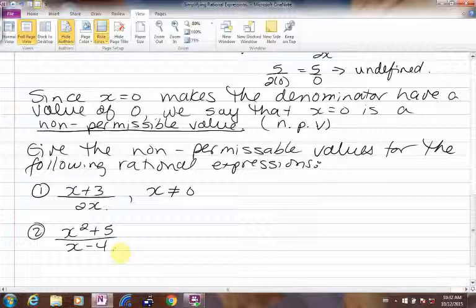What would the non-permissible value be here? Abby? 4. Everybody agree? Now, last block somebody asked me the first question, and I forgot to mention this.